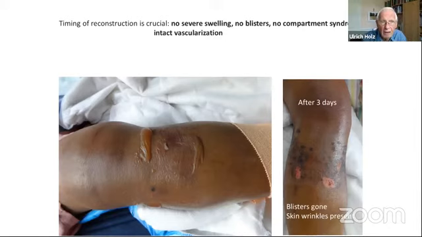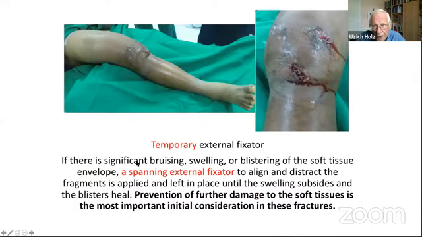So the timing of a reconstruction is crucial. You should not embark on an operation if there is severe swelling, if there are blisters or a compartment syndrome. You need an intact vascularization, otherwise your surgery is in danger. If it is an injury with open wounds and severe swelling, the best we can do nowadays is a temporary external fixation in order to stabilize the fragments as well as possible. This helps the soft tissue to heal. Only when the blisters and the severe swelling are gone can you start planning your operation.